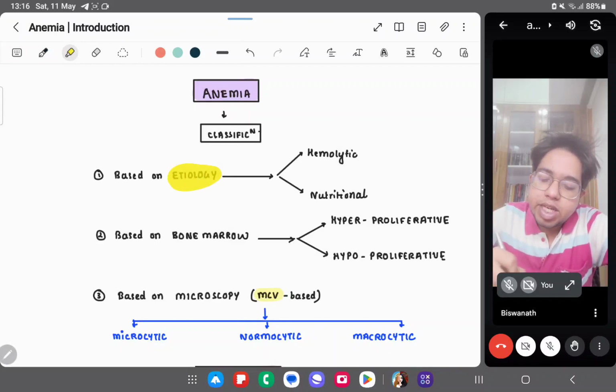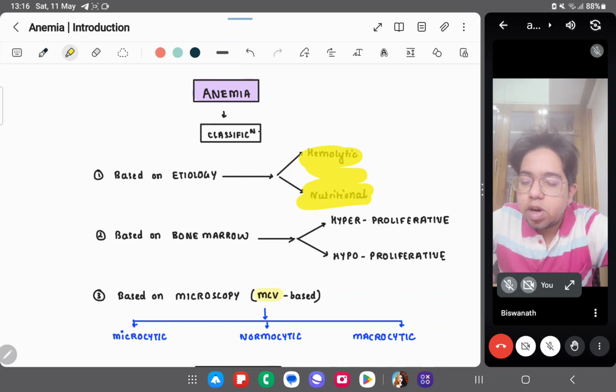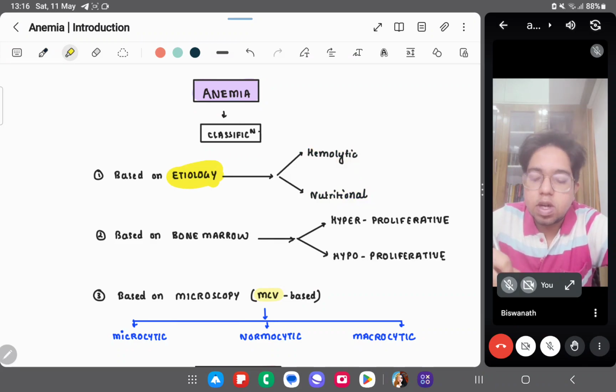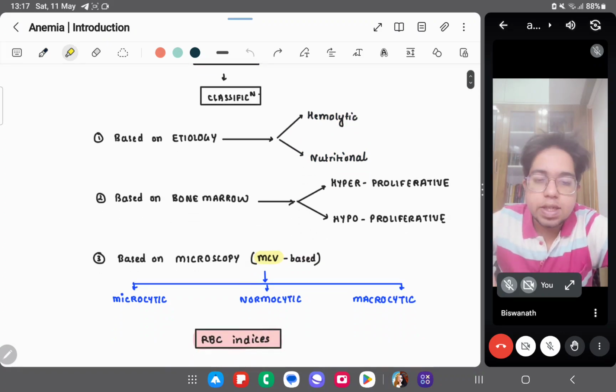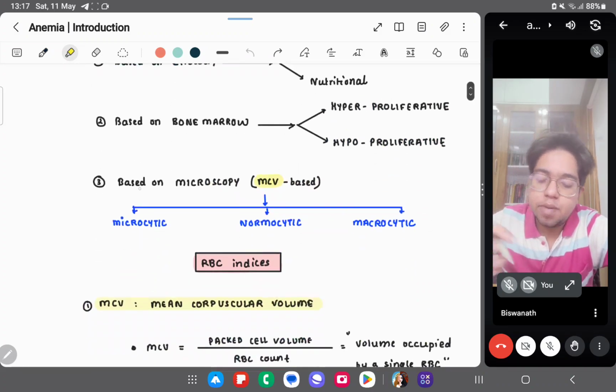Based on etiology, we have hemolytic or nutritional. Etiology means the cause. Based on the cause of anemia, we have either hemolysis or nutritional deficiency anemia. Based on the bone marrow, we have anemia caused by hyperproliferation of bone marrow or hypoproliferative anemias.